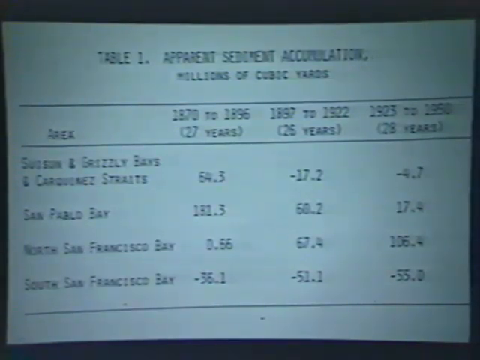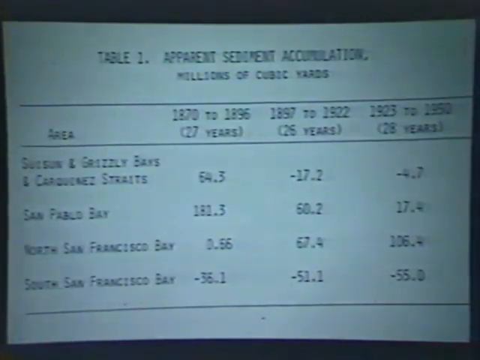And we had these surveys which could be used to calculate the amount of material that accumulated on the bed of the bays. This is the apparent sediment accumulation. That is the decrease in water depth times the area of the bed in these various bays. And they're grouped together, Suisun and Grizzly Bays and Carquinez Straits grouped into an upper bay. San Pablo Bay taken by itself, North San Francisco Bay, that's the central part of San Francisco Bay, and then South San Francisco Bay separately.